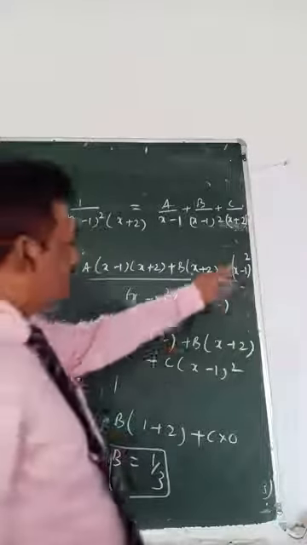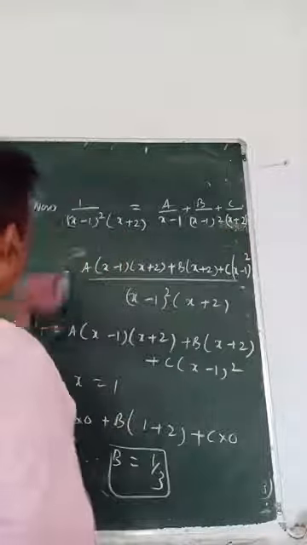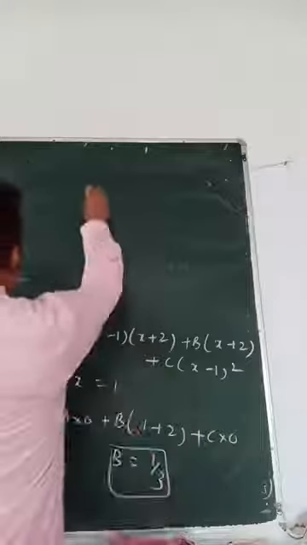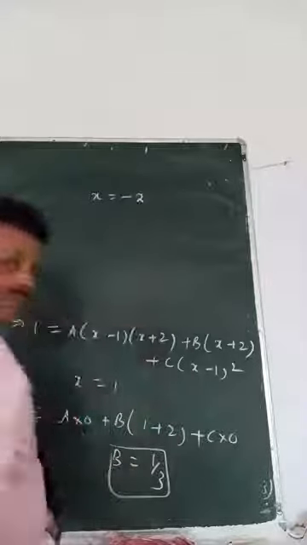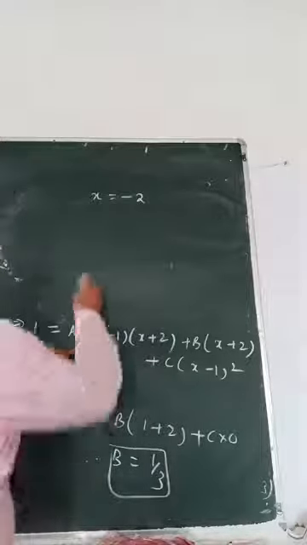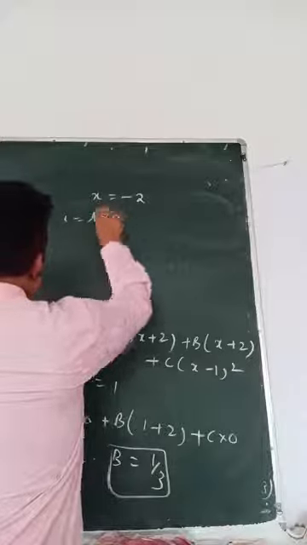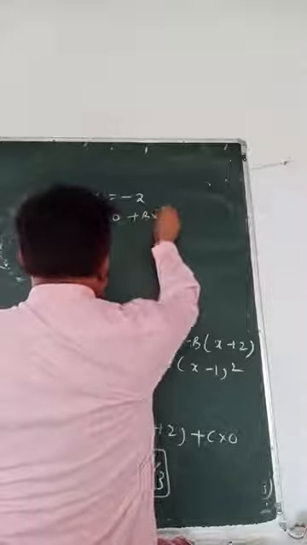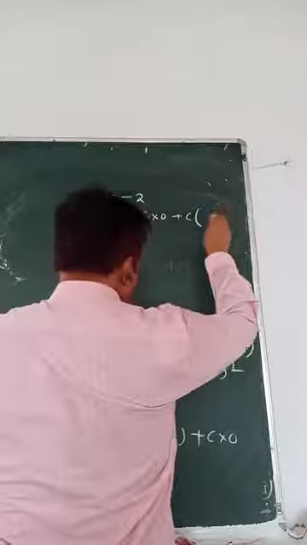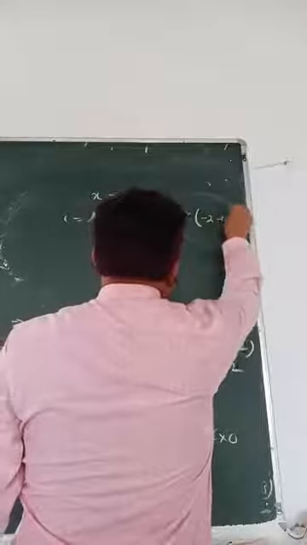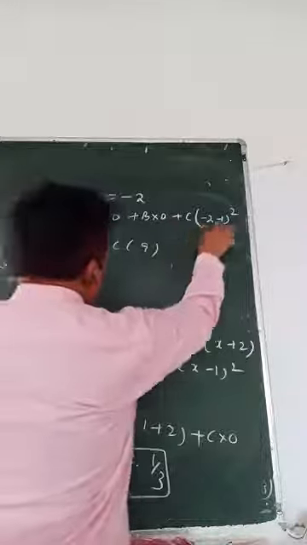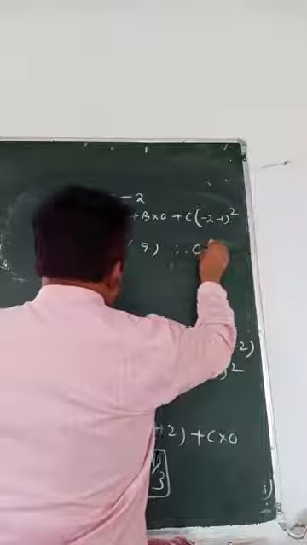Then you put minus 2. Put x is equal to minus 2. So this will be a into 0. B also 0. Plus C into minus 2 minus 1 whole square. So 1 equals to C into 9. Minus 3 square is 9. Therefore, C equals to 1 by 9.